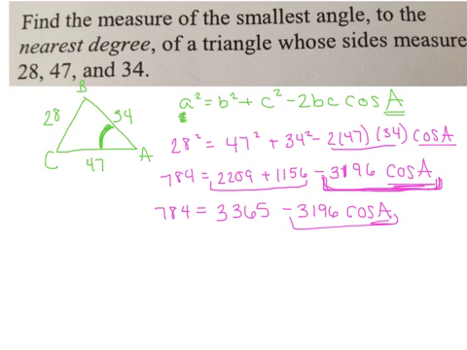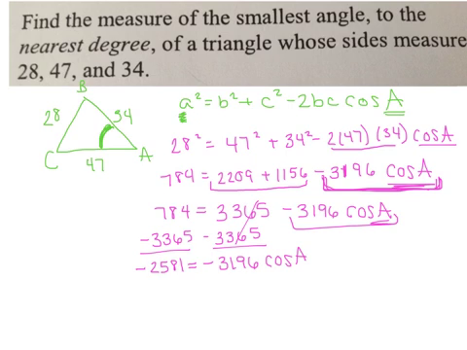So I'd have to get everything else on the other side. So I'd want to minus 3,365, which does give me a negative, but that's okay because I have a negative 3,196. So I get negative 2,581 equals negative 3,196 cosine of A. To get cosine of A by itself, I'd have to divide by negative 3,196.